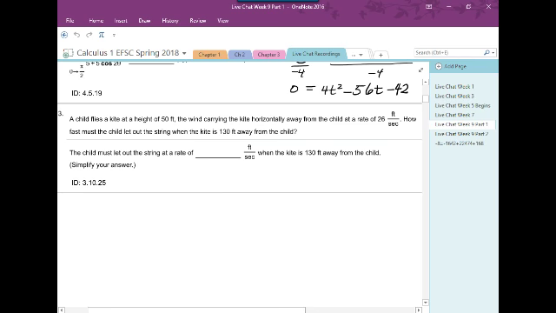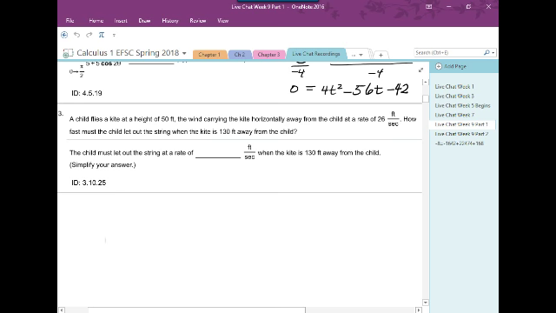Okay, so number 3 says a child flies a kite at a height of 50 feet, the wind carrying the kite horizontally away from the child at a rate of 26 feet per second. How fast must the child let out the string when the kite is 130 feet away from the child?